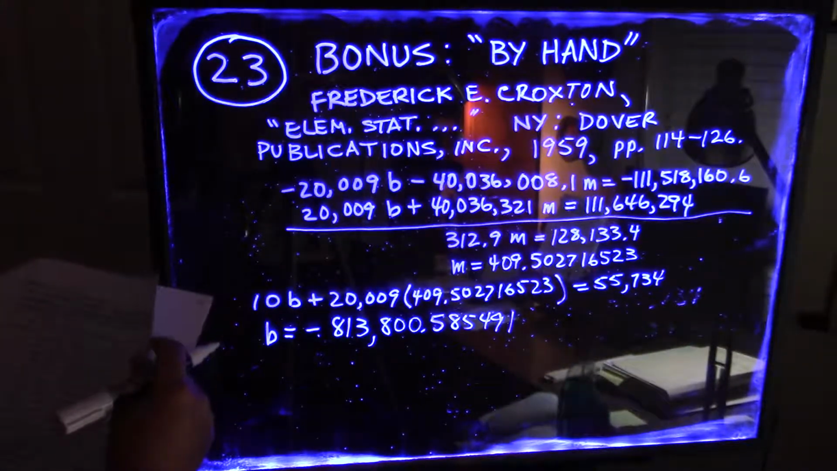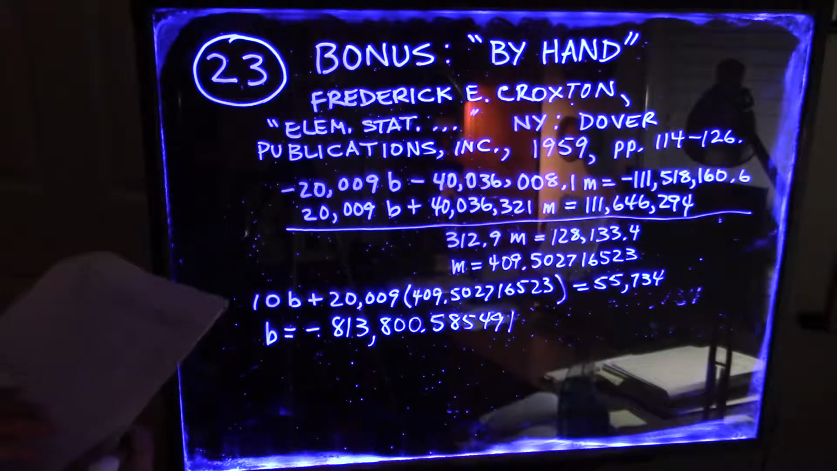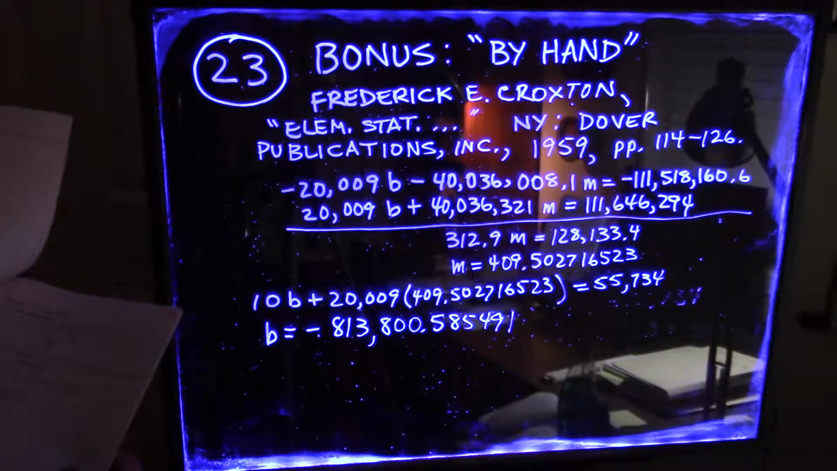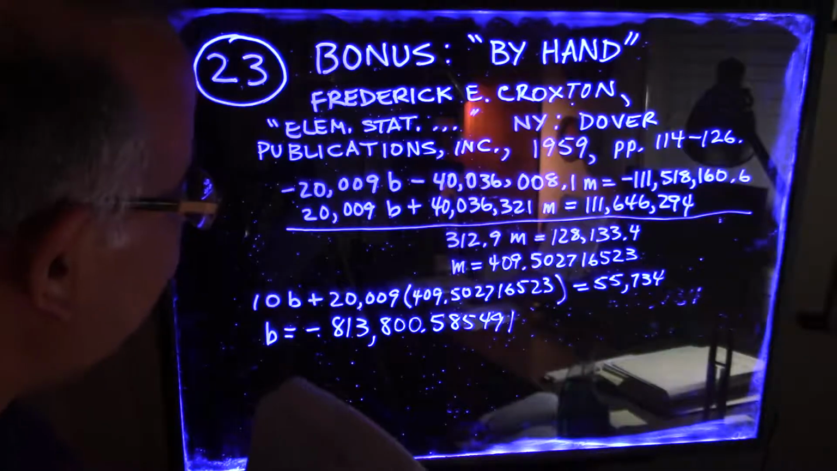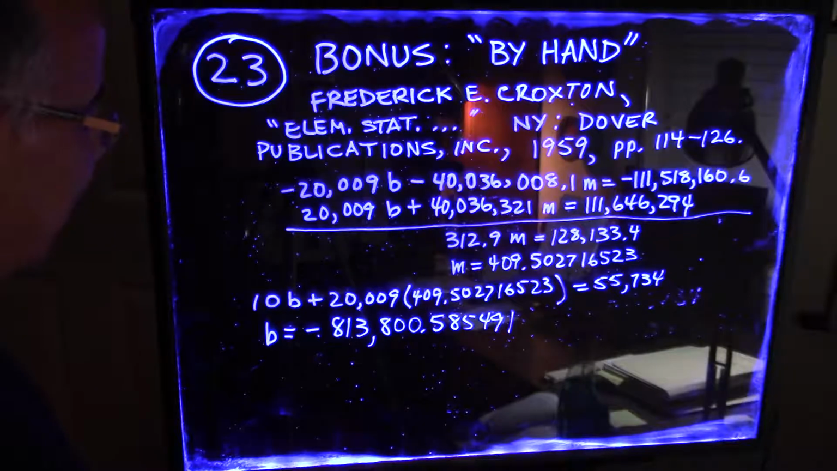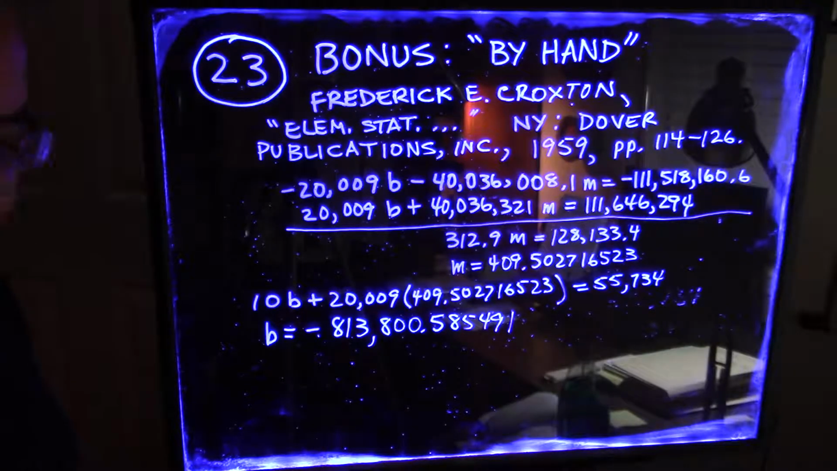Again, a familiar number that we saw before. So this is in fact what we had for b from technology. So you see all the trouble your calculator is saving you. So that's the result of solving the normal equations.